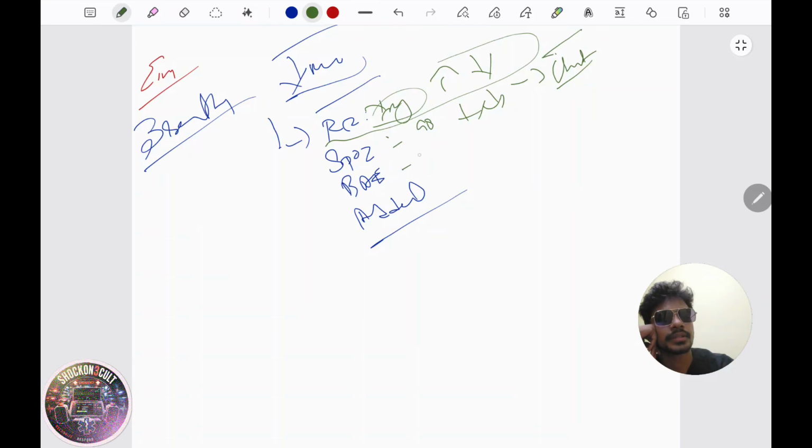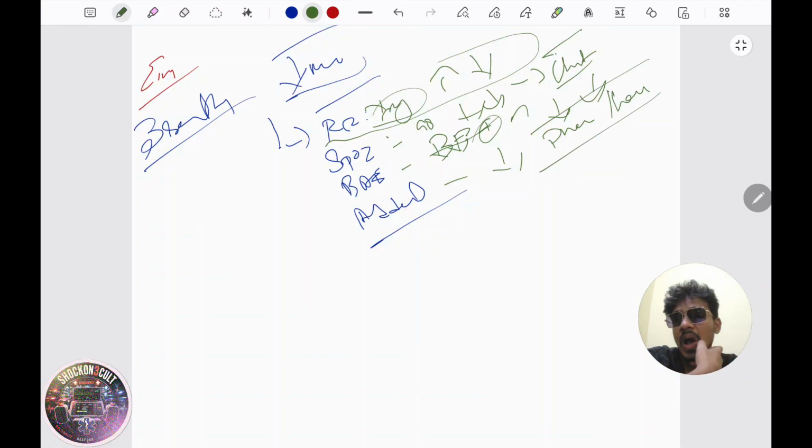Then air entry, we have to check for bilateral air entry, both sides equally present. This is good. If it is not, we have to see which side is decreased. And added sounds, we have to see which side. The pneumothorax, these two things we mostly see in trauma.